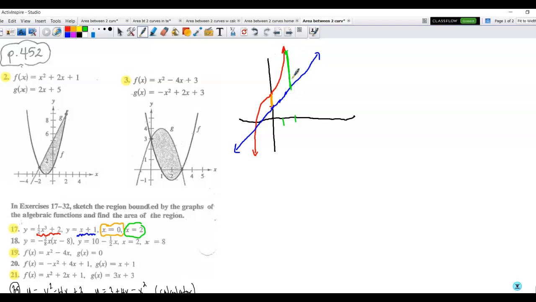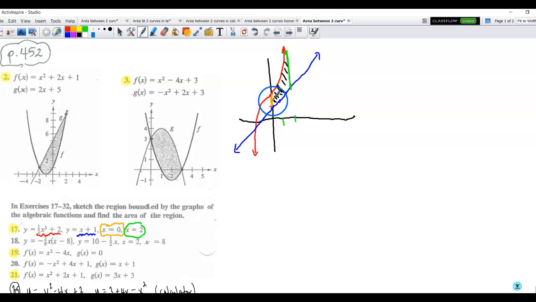All right, so I have the red curve, which is the ceiling. The blue is the floor, orange is a wall, green is a wall. The region that we are encapsulating here, however, is this little region right in here. We're trying to find the area between the red curve and the blue curve.